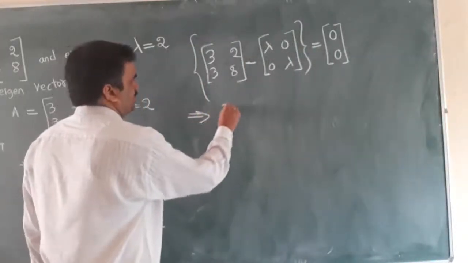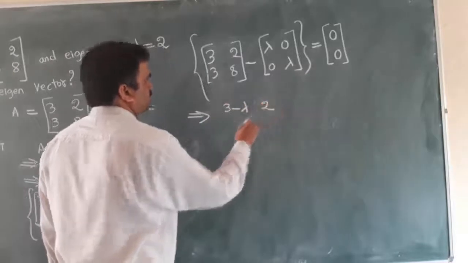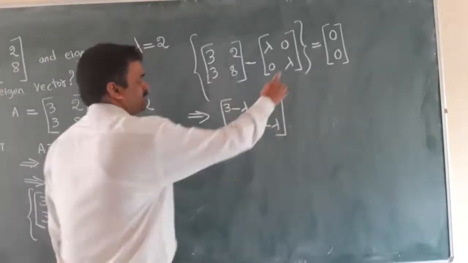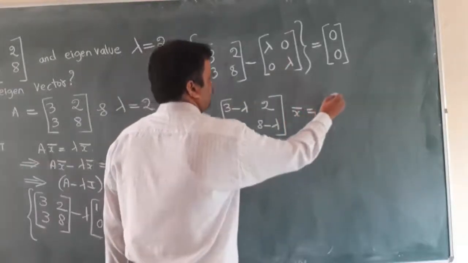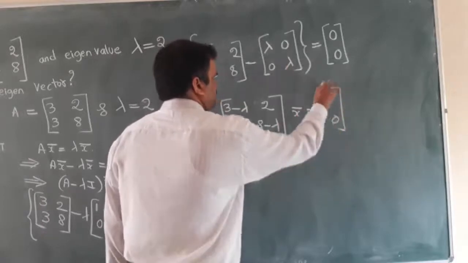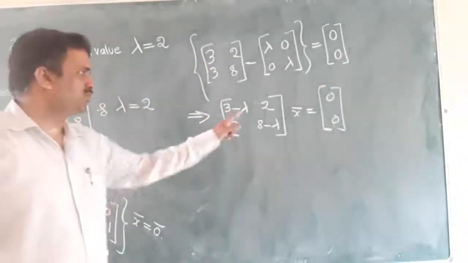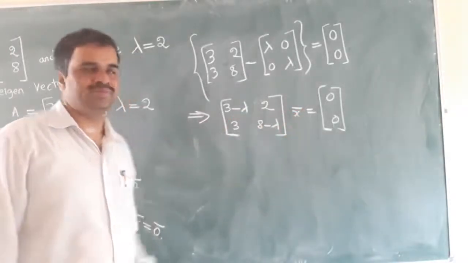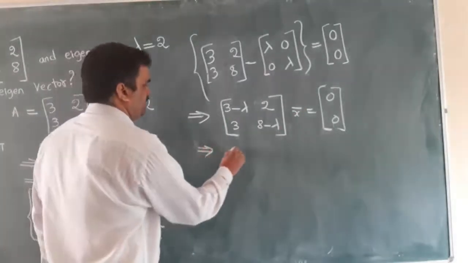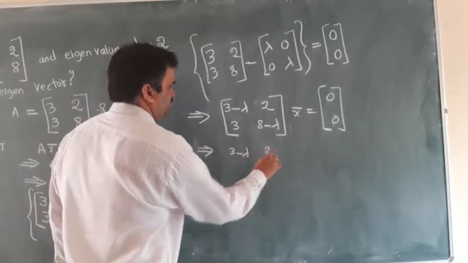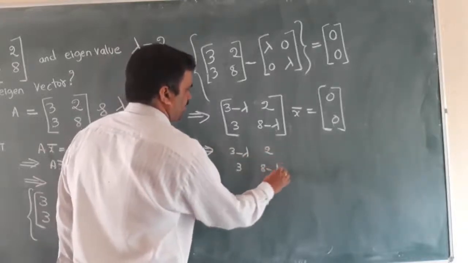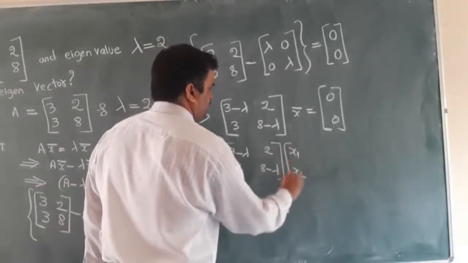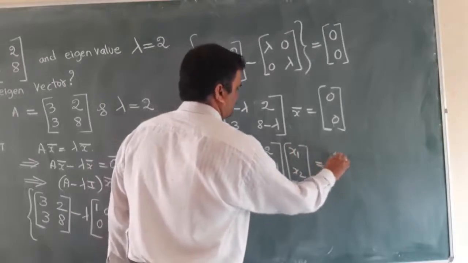This implies [3 minus lambda, 2; 3, 8 minus lambda] times x bar equal to [0; 0]. Obviously we have 2 rows, so x bar will have 2 elements, x1 and x2. How would I write this one? [3 minus lambda, 2; 3, 8 minus lambda] times [x1; x2] equal to [0; 0].